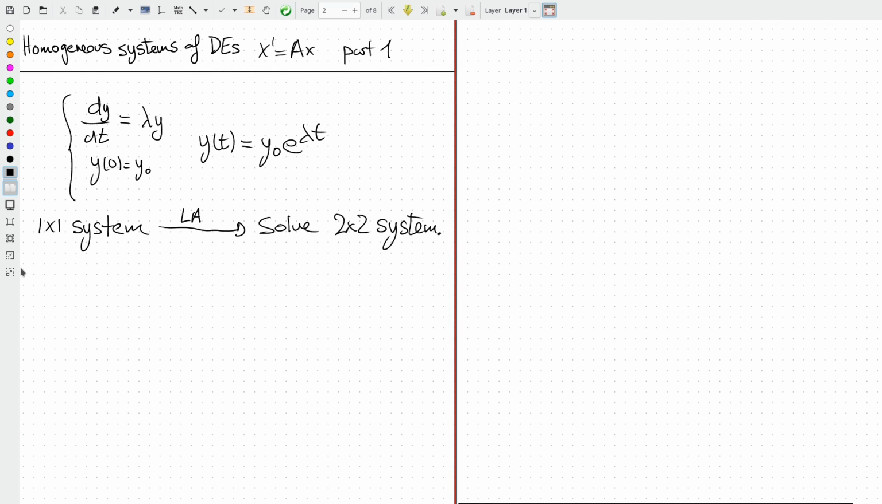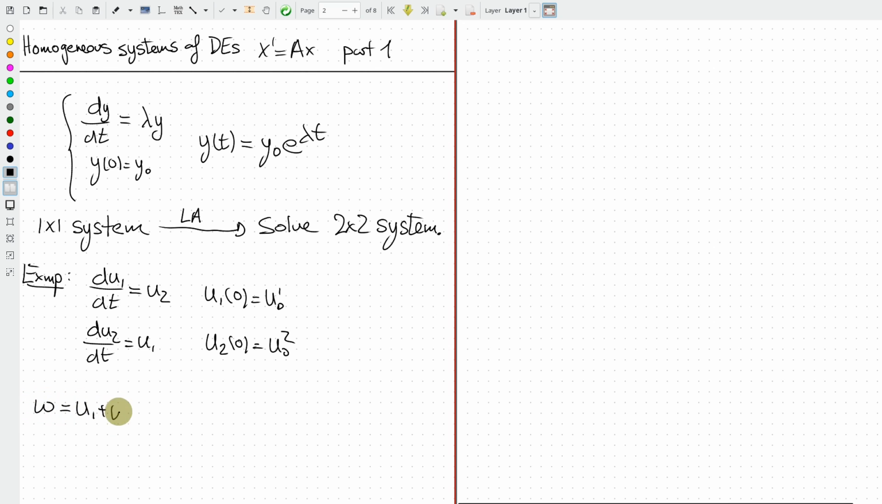Okay, let's consider an example. Suppose I want to solve the system of differential equations du1/dt equals u2 and du2/dt equals u1, and suppose I have some initial conditions like this. Now the idea is that I want to turn the system into two scalar problems. To do this in this case, I consider w equals u1 plus u2, and now I want to write a differential equation for w.